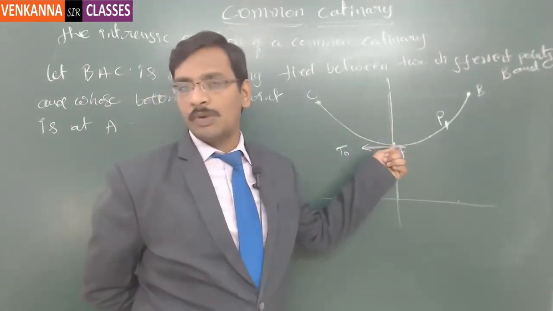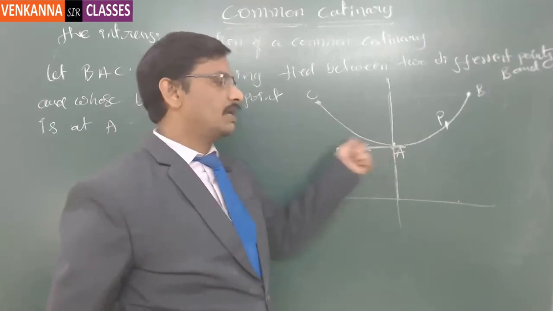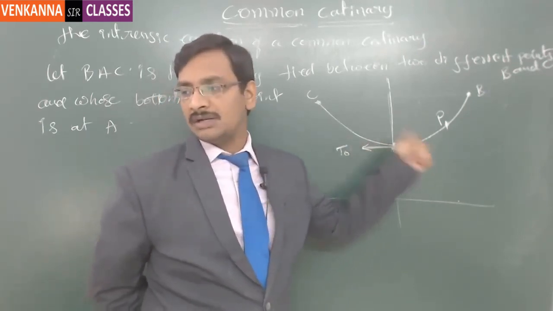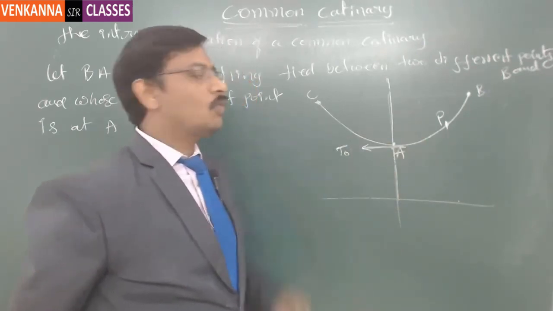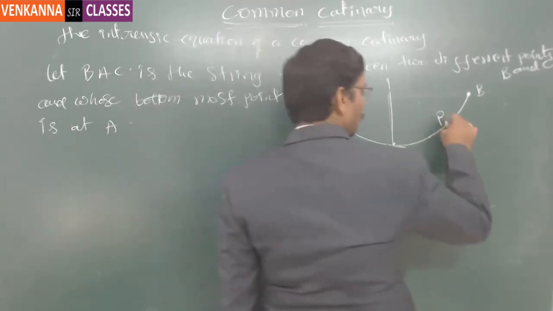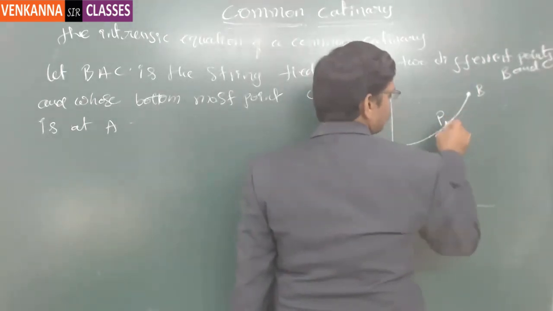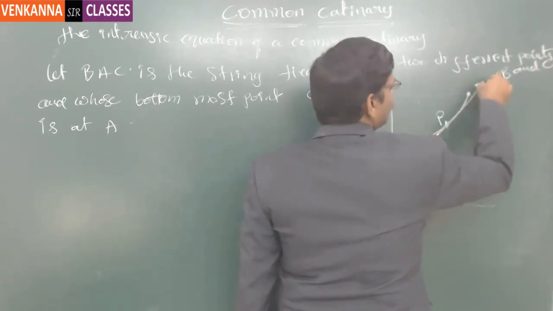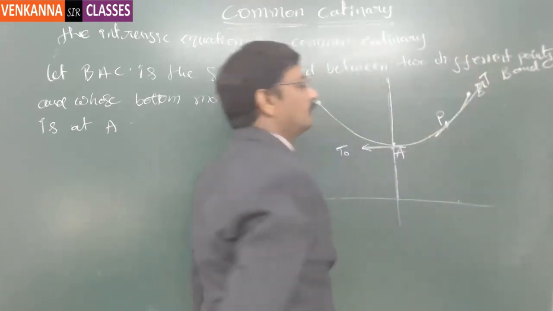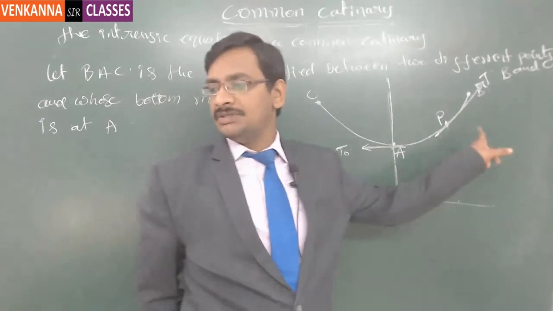At this particular point the force will be exactly in the opposite direction to make sure that this string is under equilibrium condition. There will be one more tension at this particular point, which is acting like this. So this is tangential like this. So this tension is T. So this is T0 and this is T.